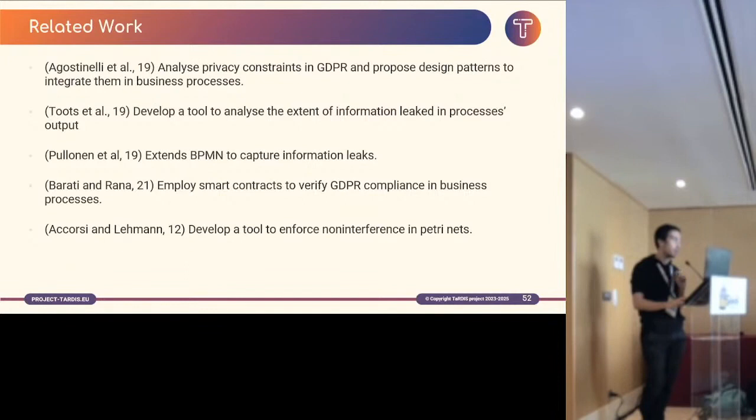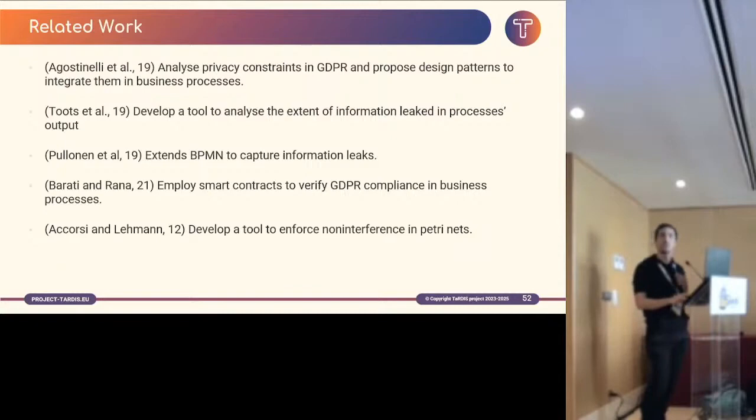Pullonen et al. extend BPMN, which is an imperative approach to business processes, with information flow capabilities. Barani and Rana employ smart contracts to verify GDPR compliance in business processes. And Accorsi and Lehmann develop a tool to enforce non-interference in Petri nets.